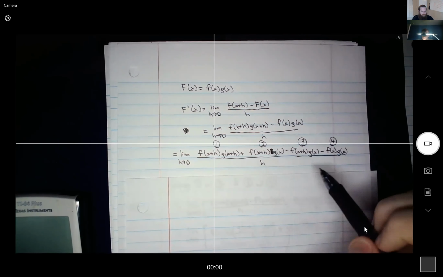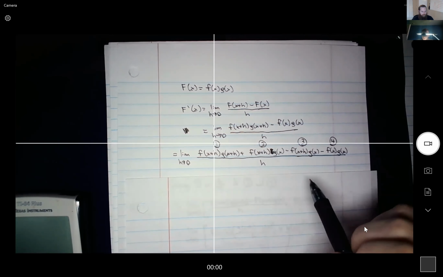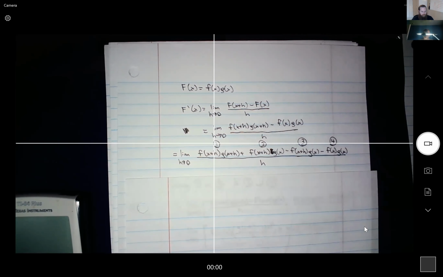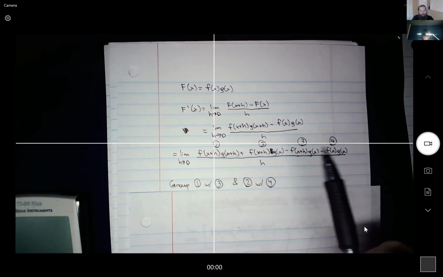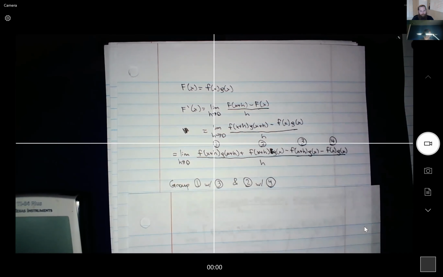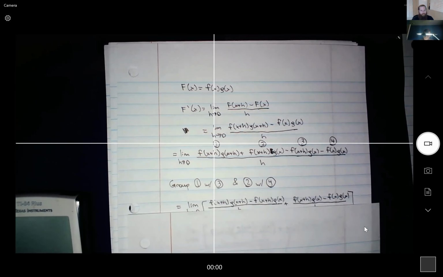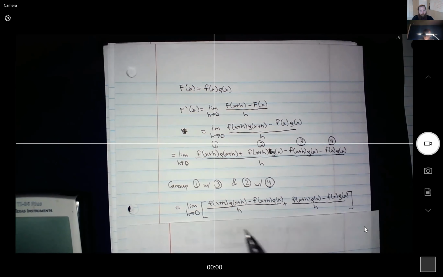And you don't want to cancel these two out. You could easily just cancel these two, but you don't want to. You'll see in the proof. You're going to group these together. So group 1 is going to go with group 3, and group 2 is going to go with group 4. Very nice. So group them like this, as the limit as h approaches 0.